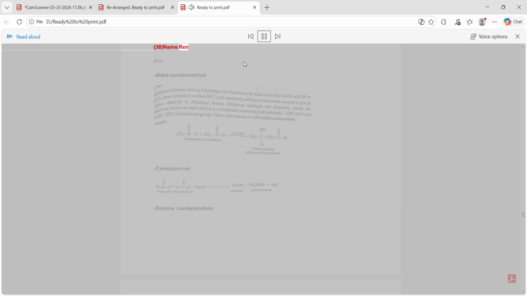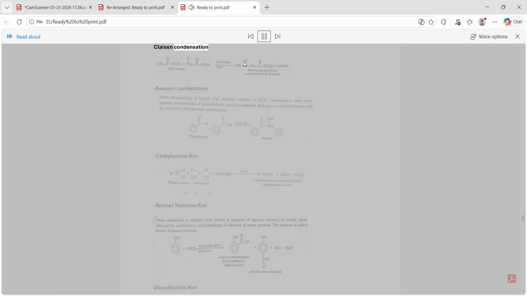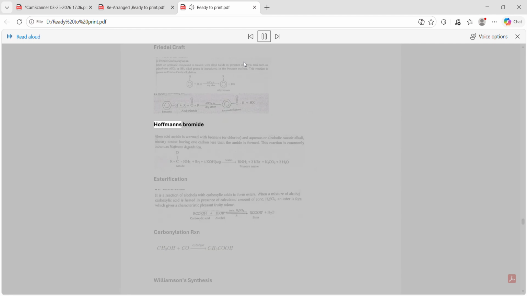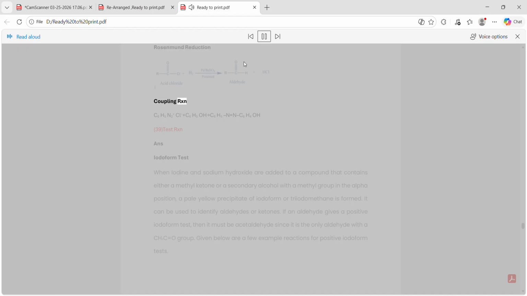38. Name reactions. Answer: aldol condensation, Cannizzaro reaction, Perkin condensation, Claisen condensation, benzoin condensation, carbylamine reaction, Reimer-Tiemann reaction, diazotization reaction, Friedel-Crafts, Hoffmann bromamide, esterification, carbonylation reaction, Williamson's synthesis, Rosenmund reduction, and coupling reaction: C6H5N2+Cl- + C6H5OH gives C6H5N=NC6H4OH.